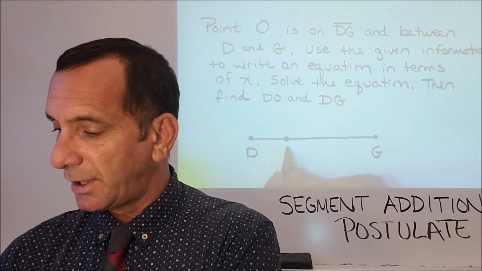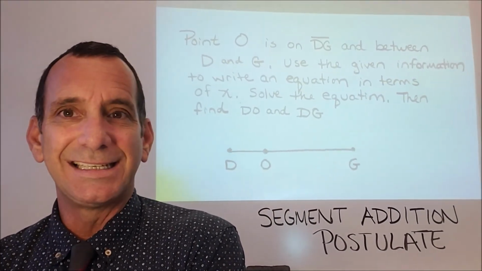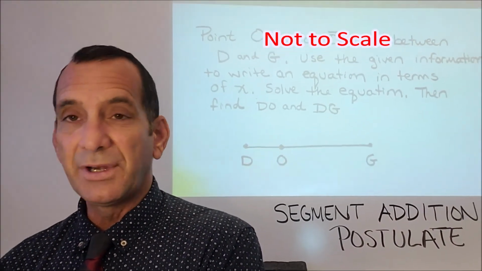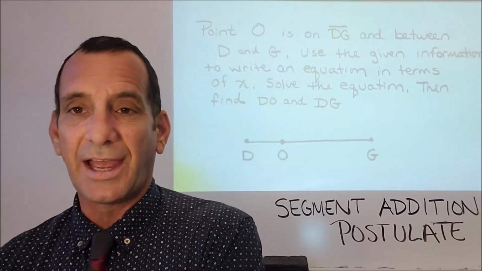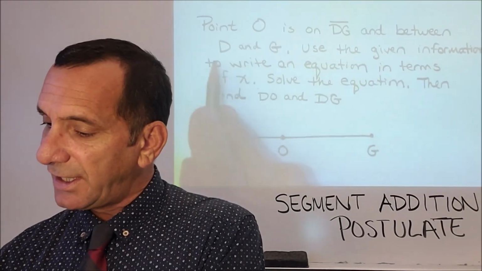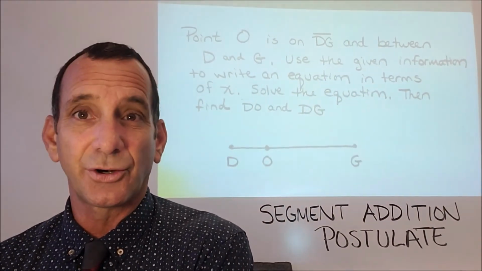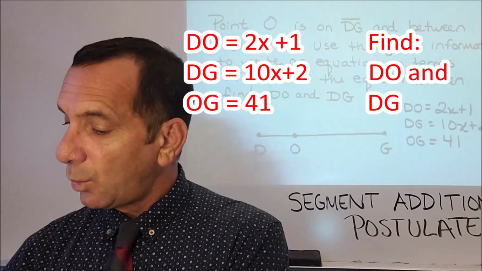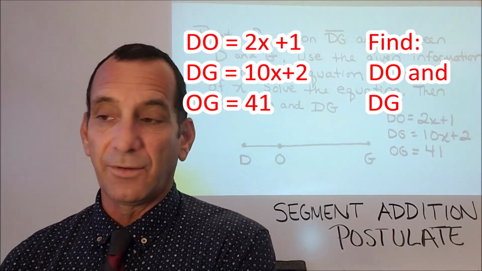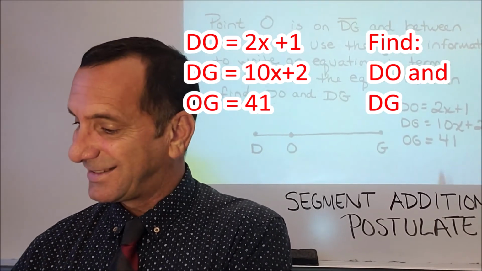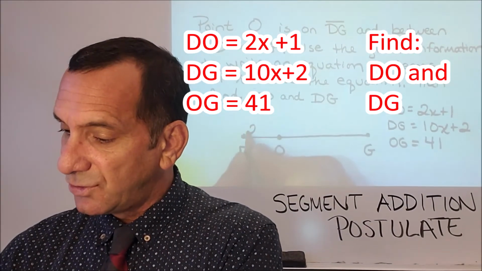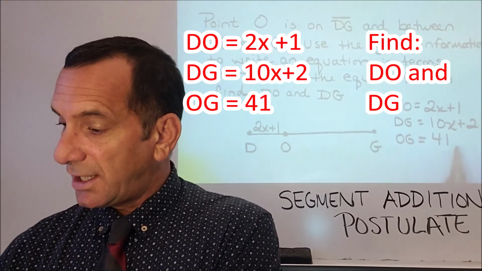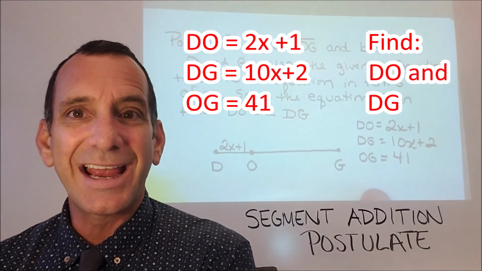And so I'm just going to put O. DO, OG, and DG. These are three segments that come out of this diagram. Now, use the given information to write an equation in terms of x. And here's some given information. And we will have to draw the diagram ourselves and just label it. So let's do that. DO is 2x plus 1. DG is 10x plus 2, that entire distance.